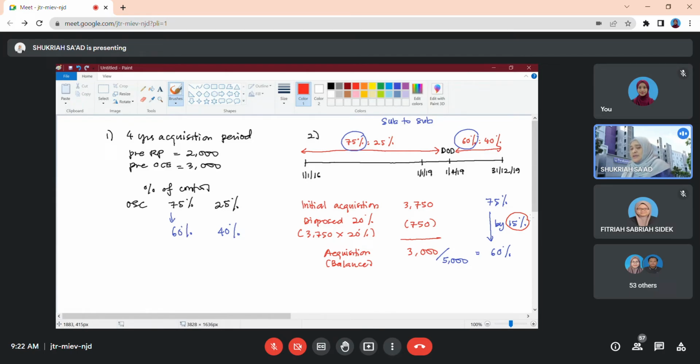So 20% ni mesti daripada you punya initial acquisition. Dapatkan you punya number of share outstanding based on the initial acquisition, and then you have to divide back with the number of share owned by subsidiary. Okay, then you get 60%. So 75% controlling interest now becomes 60%. There is a reduction in controlling interest ataupun controlling has been reduced by 15%. Okay, settle? Itu adalah information number 2.